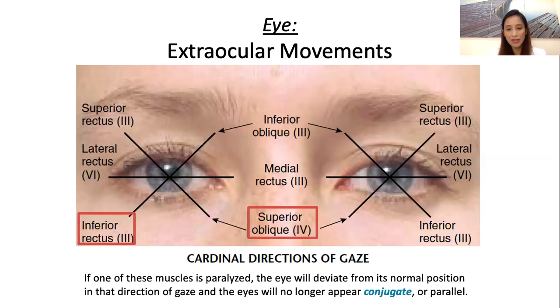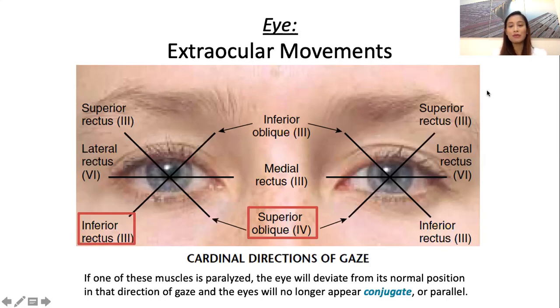So that's your conjugate eye movement. If one of the muscles is paralyzed, let's say your superior oblique is paralyzed, the eye will deviate from its normal position, and the movement will no longer be conjugate or parallel. So if you move your eyes downward and rightward, and this one is paralyzed, the superior oblique, it will only be the right eye that will move to the desired direction, but the left eye will not move. So their movement is no longer conjugate.